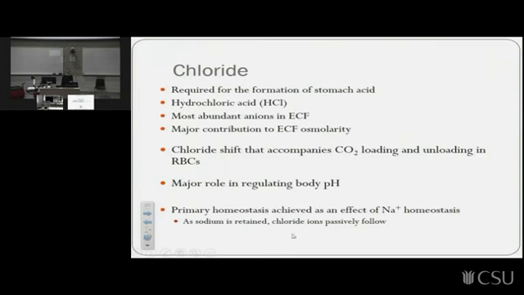And then chloride homeostasis is achieved as an effect of sodium homeostasis. So as sodium is retained, chloride ions will passively follow. Okay, so as soon as the body tells itself to start retaining some sodium from the kidneys, the chloride ions will then follow in the same fashion as well.